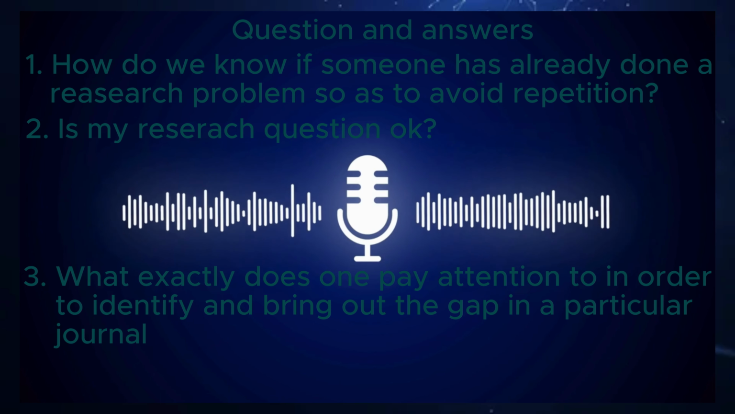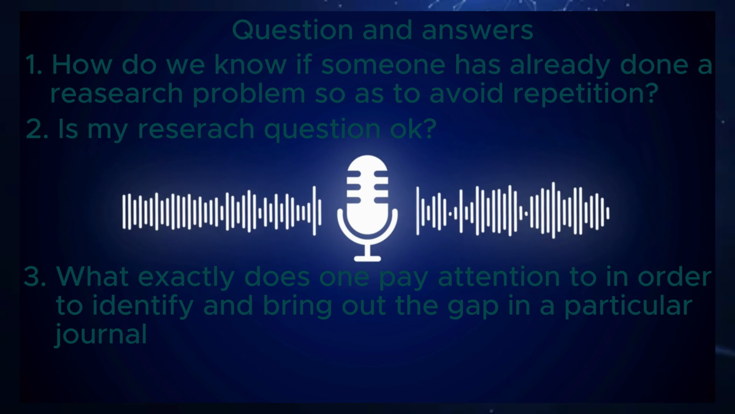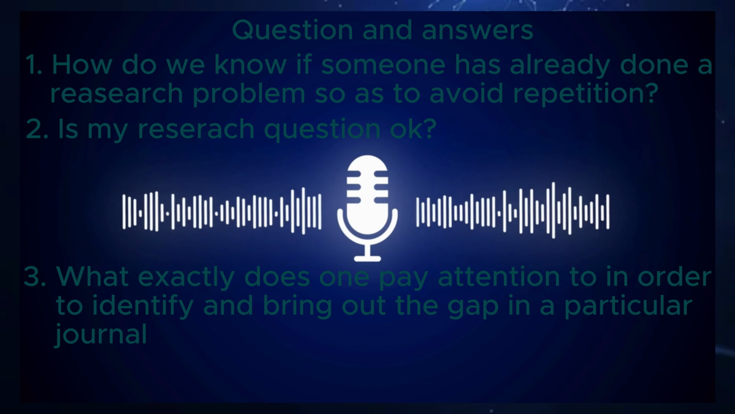What exactly does one pay attention to in order to identify and bring out the gap in a particular journal? What we usually do is like this. We have a subject, so we need a keyword for that to start a literature review. However, in parallel, because he asked about journals, one of the things that we do in material science, chemistry, hard science in general, is look for journals which have a very high impact factor, like Science, Nature, and other ones which are specific to each area.